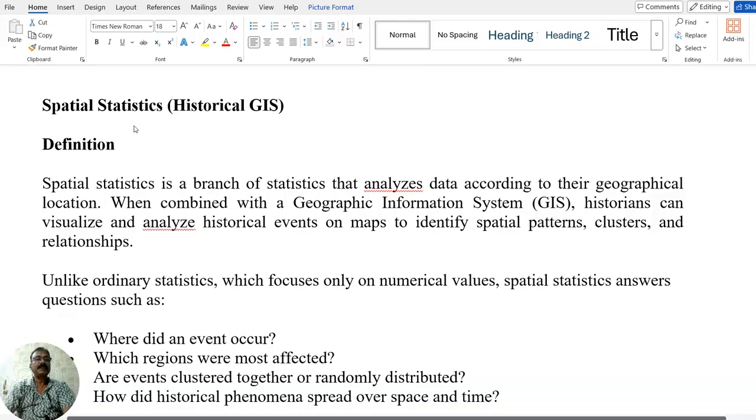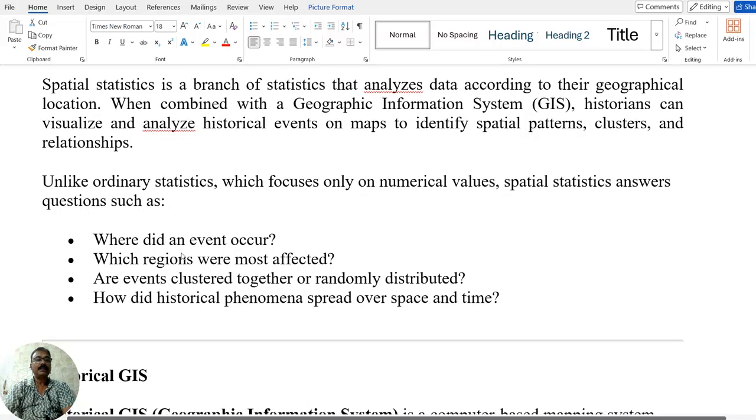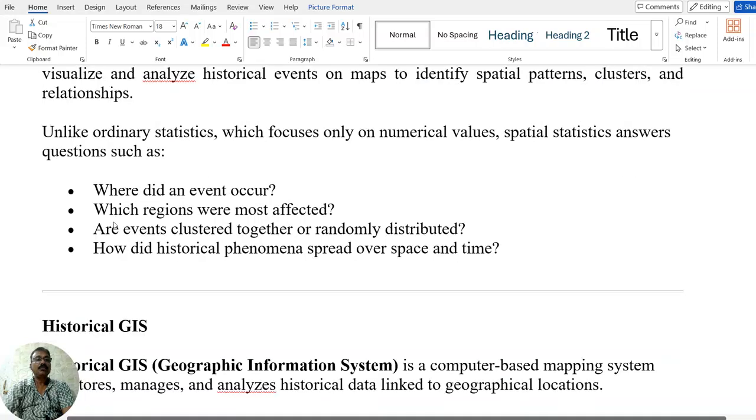Now, what is spatial statistics? Spatial statistics is a branch of statistics that analyzes data according to their geographical location. When combined with a geographic information system (GIS), historians can visualize and analyze historical events on maps to identify spatial patterns, clusters, and relationships. Unlike ordinary statistics, which focuses only on numerical values, spatial statistics answers questions such as: where did an event occur? Which regions were most affected?